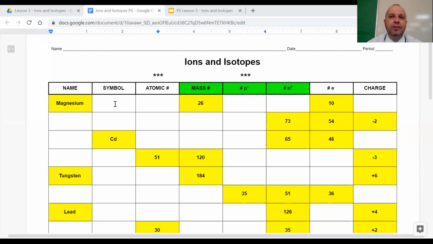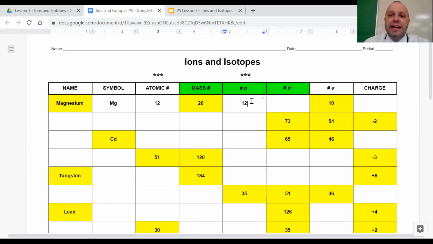So I would look up magnesium on my periodic table. And then in the spot where it says symbol, we're going to type in the symbol for magnesium, which is Mg. In the atomic number spot, the atomic number for magnesium is 12. So we're going to type in the number 12 here. And remember that, see these stars on top? Whatever number goes in the atomic number column, that's what also goes into the number of protons column. So this answer will also be 12.